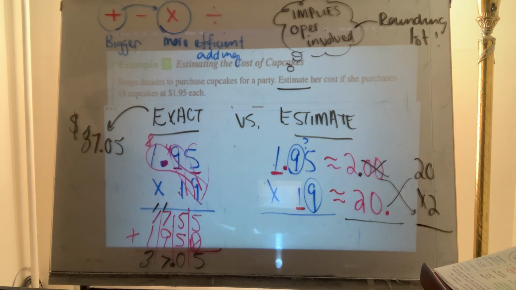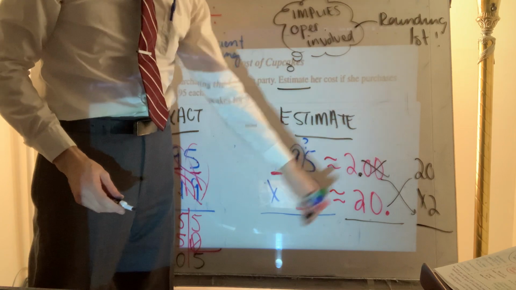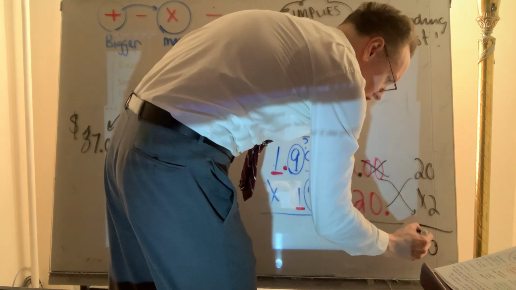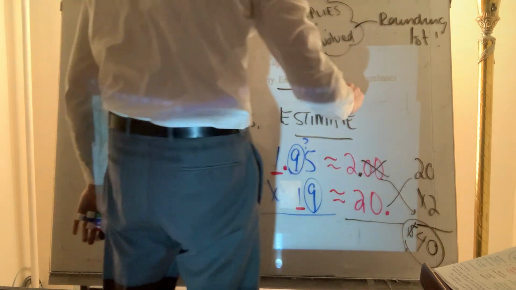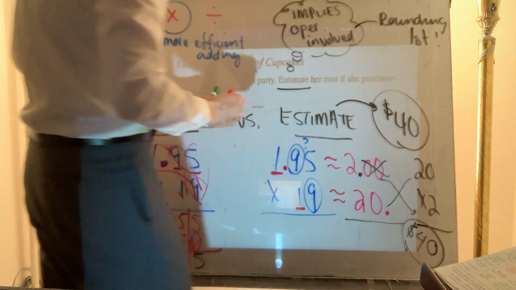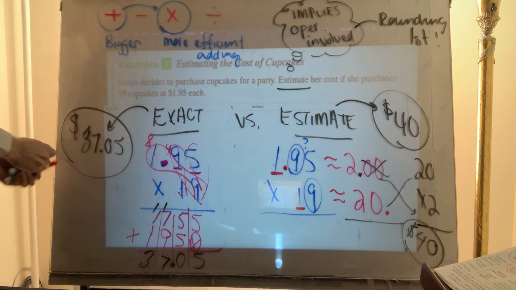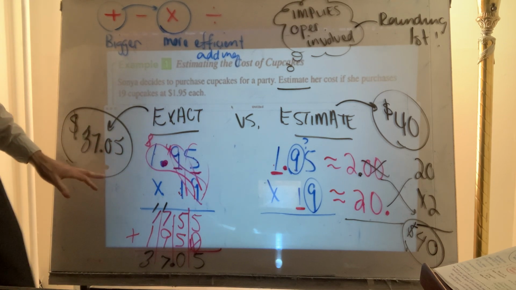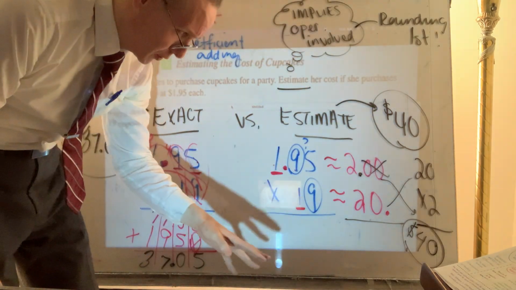right? The $1.95 is really just about $2. The 19 is times 20, right? So that's $0, that's $40, right? The estimate is 40, right? Look at what the exact answer is for the sake of comparison. 3705, that is exactly the answer. The estimate is 40. It's reasonably close, one could argue.